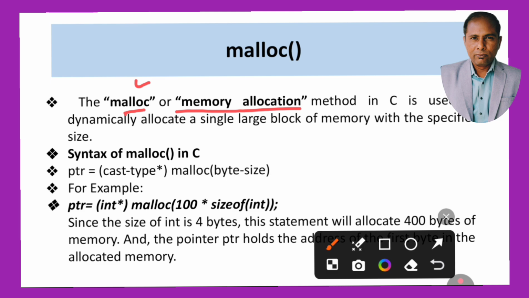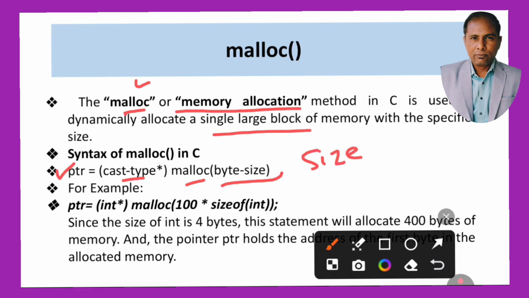So in case of the malloc, a single large block of memory is allocated. So what is the syntax of the malloc? We have to make the pointer for the memory. So we will be writing the data type. We will be writing the malloc. Inside the parenthesis, we will be writing the size of the memory required.